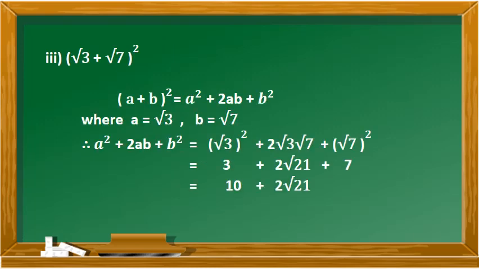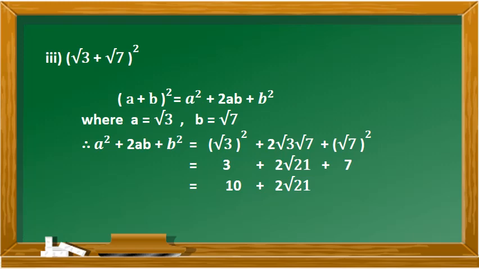The third subdivision is (square root of 3 plus square root of 7) the whole square. It is in the form of (a plus b) the whole square, which is equal to a square plus 2ab plus b square, where a is equal to root 3 and b is equal to root 7. Now we will use that identity to find the solution: a square is (root 3) the whole square, plus 2ab is 2 into root 3 into root 7, plus b square is (root 7) the whole square.